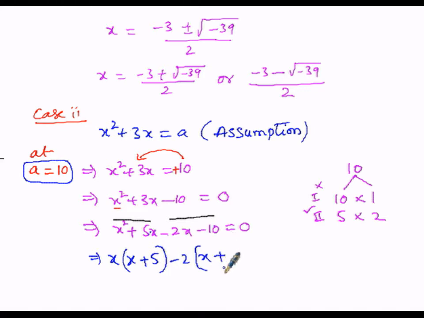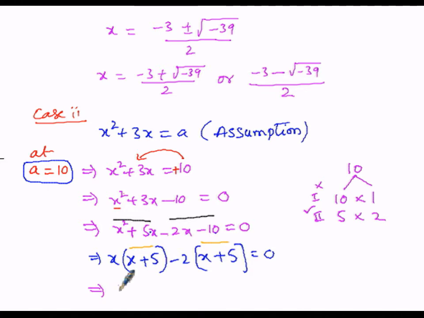Then now, to get 10, 2 must be multiplied with some number. So 2 must be multiplied with 5 in order to get this 10. So here 2 times 5 is 10, bracket close, equals 0. By observing these two, x plus 5 and x plus 5 are common factors. So x plus 5 is common in both the terms.